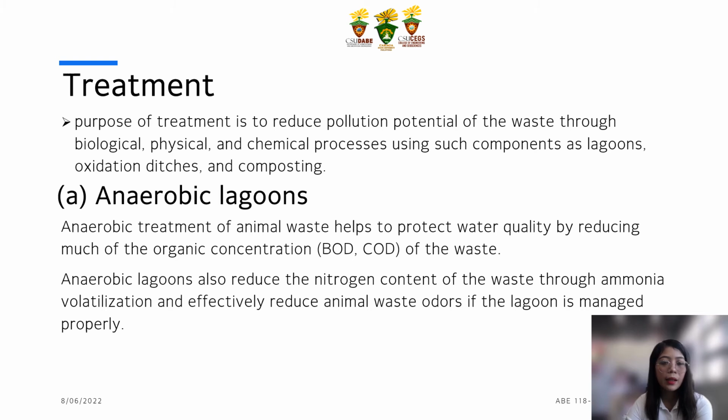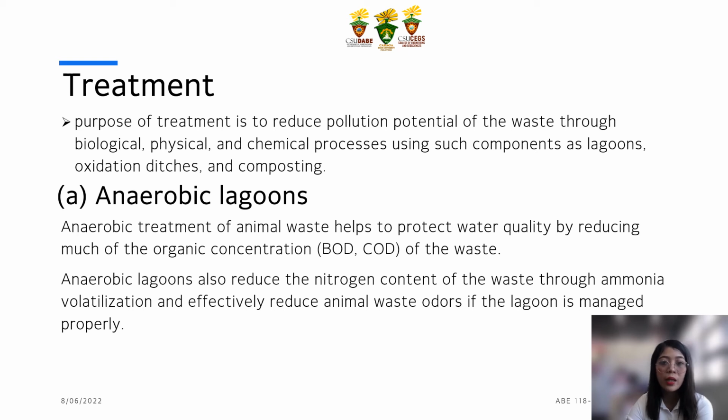And now let's move on to treatment. In many situations, it is necessary to treat agricultural waste before final utilization. The purpose of treatment is to reduce the pollution potential of the waste through biological, physical, and chemical processes using such components as lagoons, oxidation ditches, and composting. These components reduce nutrients, destroy pathogens, and reduce the total solids. Composting also reduces the volume of waste.